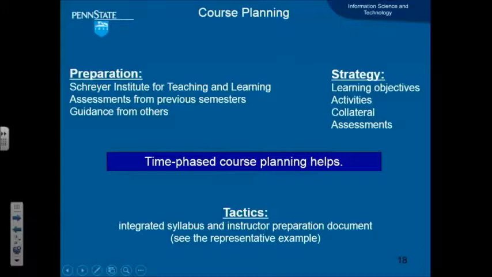The second thing is I base it on assessments from previous semesters. If I've taught it before, what happened? You know, my former students are not required, they can either do the work or not do the work, but the syllabus requires them to give me an assessment in greater depth in some ways than the SRT used to. So I get that, and guidance from others.